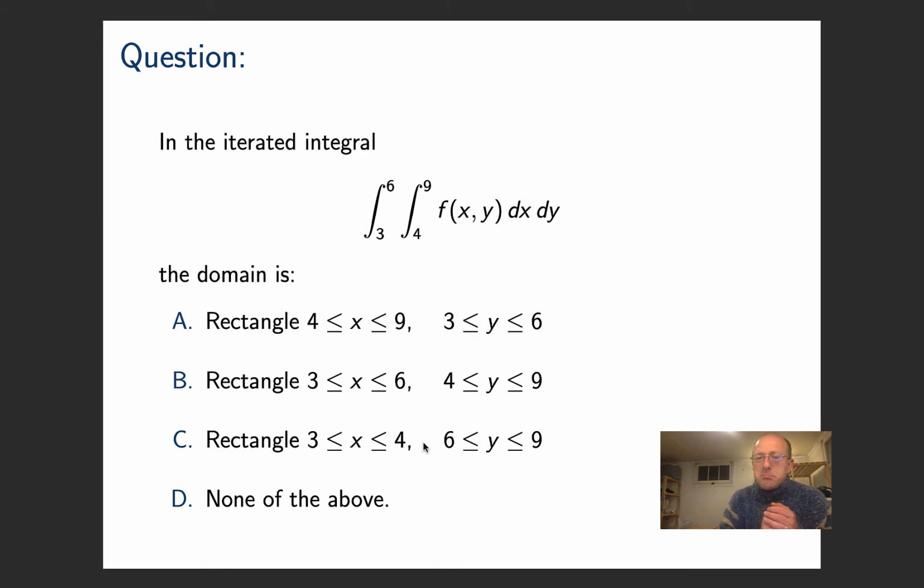A practice question. Here you see an iterated integral. When you write a dx dy, or dy dx, and you have integrals with separate bounds written there, that's called an iterated integral. What's the domain? The answer is, oh, it didn't show it. The answer is A. X goes from 4 to 9, and Y goes from 3 to 6. So the answer is A.